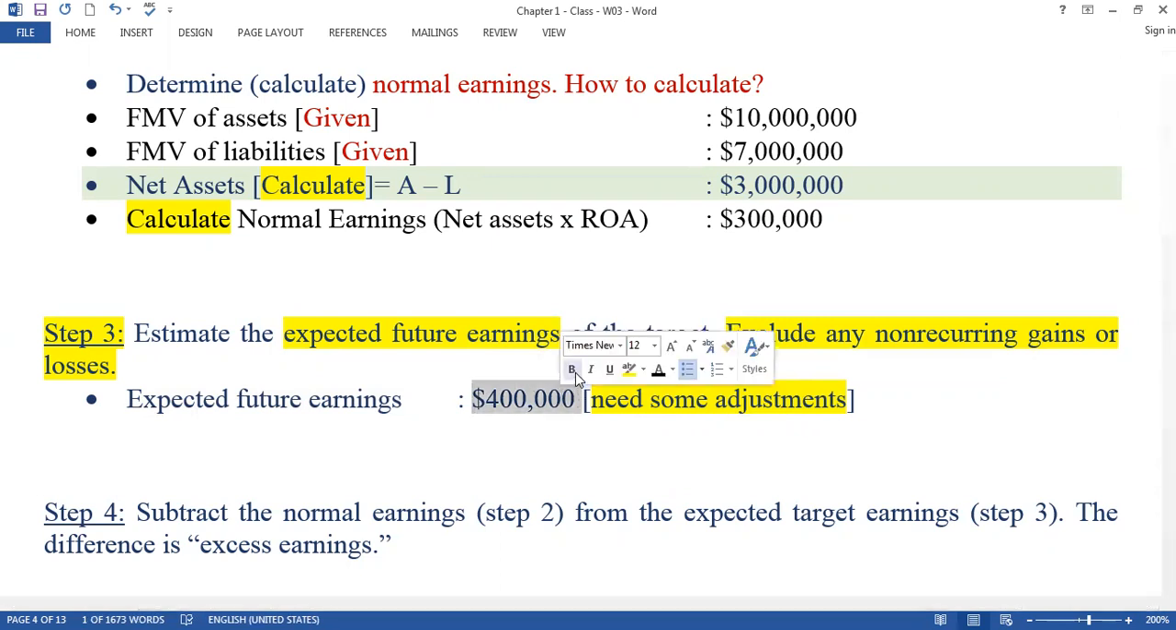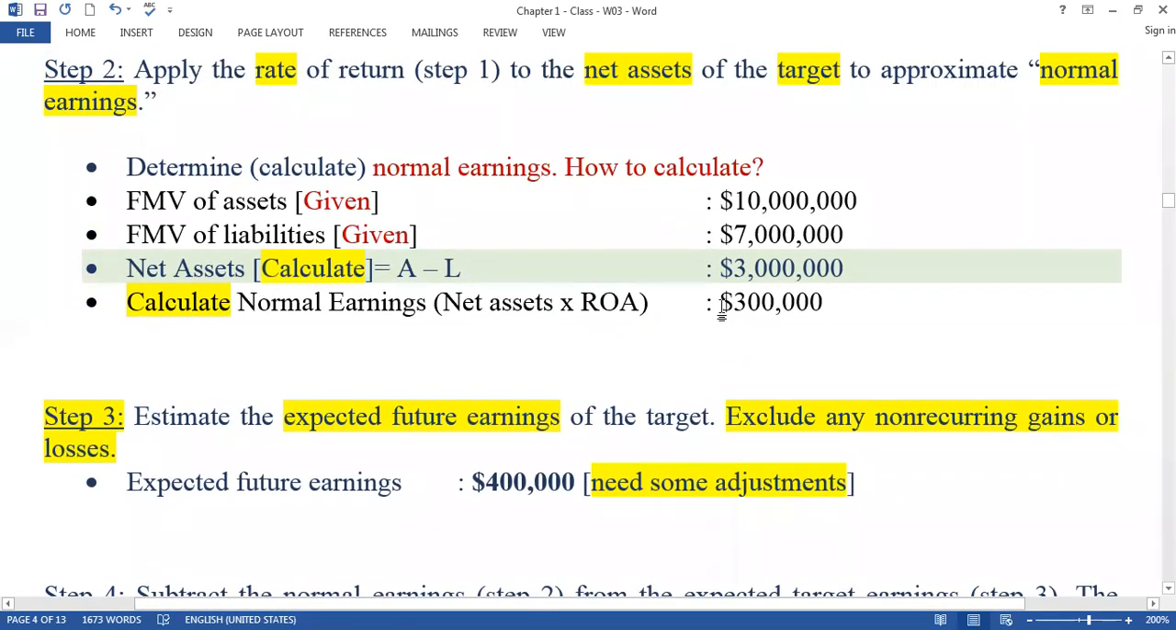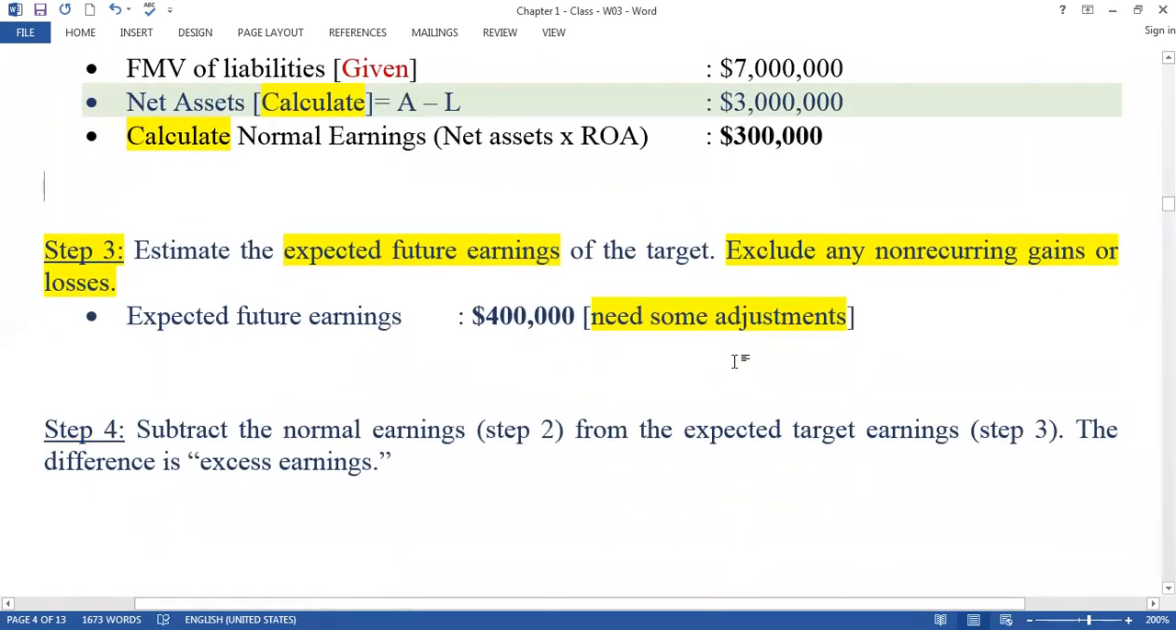So what is the regular income? Regular earnings $300,000. Look at here, this is the regular. Regular means here you do not have any unusual activities. Do you understand? Your regular is $300,000, something like this. Now we are going to calculate the expected future earnings by considering this kind of adjustments. And after considering this kind of adjustment, we find that the expected future earnings is $400,000. So is it good news or bad news?